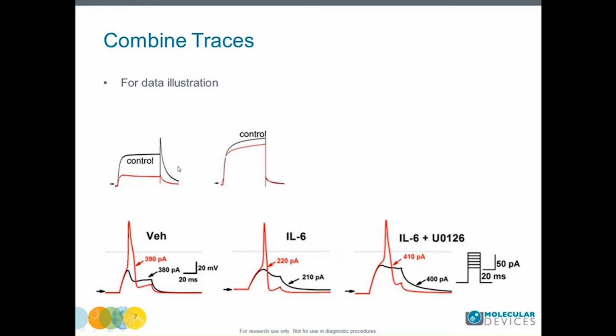It blocks this current. The bottom figure shows the rheobase current. The black trace is before the current injection reaches the threshold for action potential firing. And the red trace is when you reach the threshold for action potential firing. So most likely you will use this function to lay out your data for presentation.